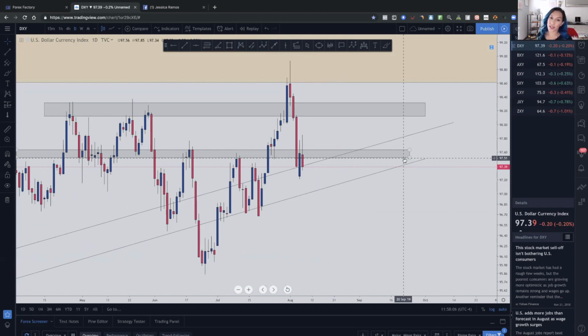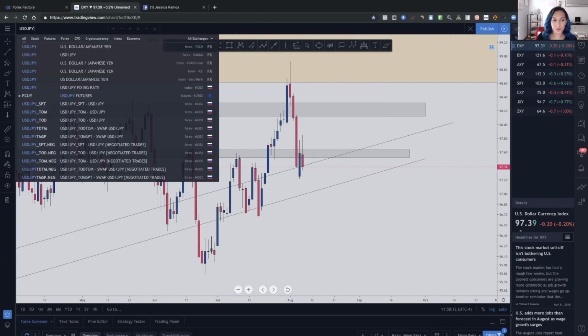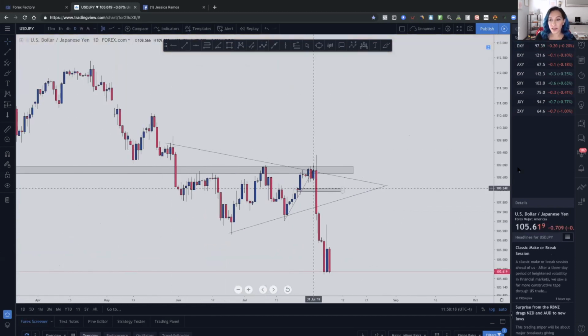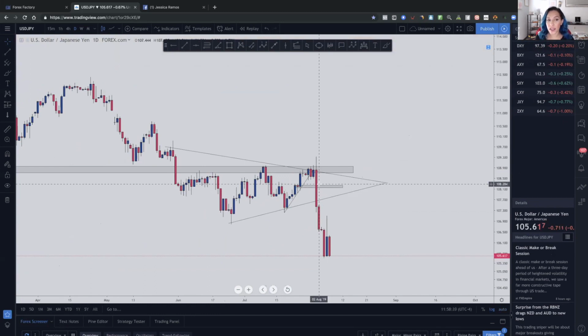So if we were looking at that compared to the Japanese yen, USD JPY, let's see what we get. Because remember, Japanese yen was stronger. All right, so you can see that the US dollar is significantly weaker than the Japanese yen, hence giving us a bearish bias. So I hope this provides some clarity.